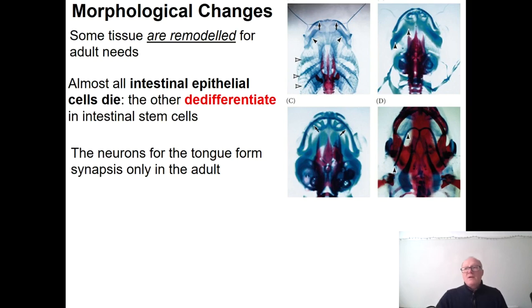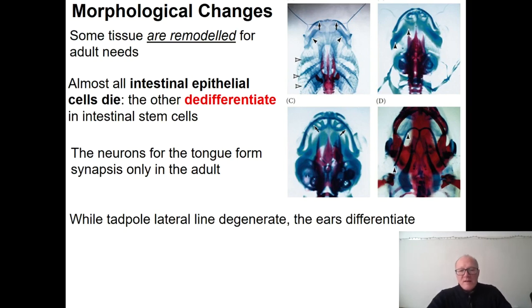Neurons that are there in the tadpole, for example, some neurons that are there to innervate the tongue, are already there in the tadpole, but they're not functional because there is not a tongue in the tadpole. But the adult produces a tongue during metamorphosis, and so the neurons produce new synapses to innervate the muscles that are formed.